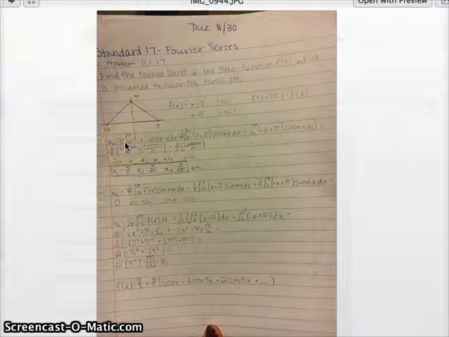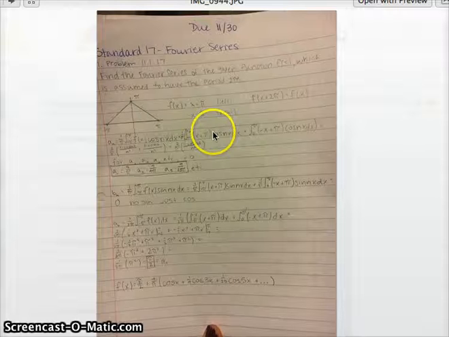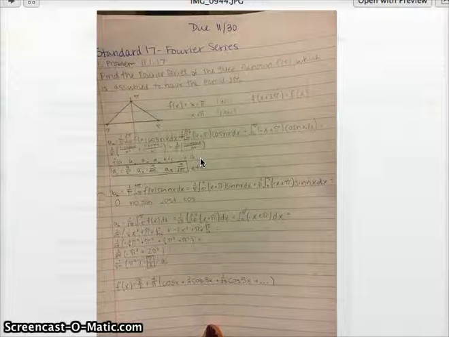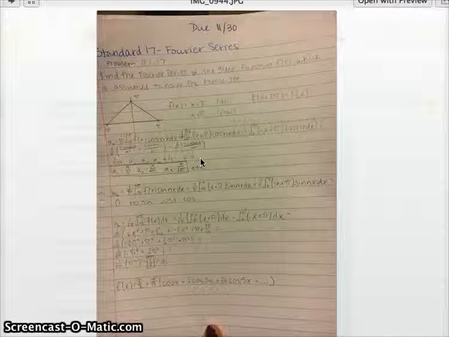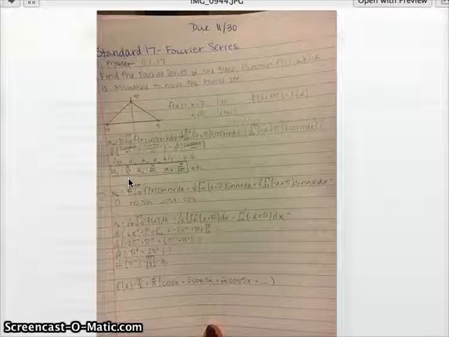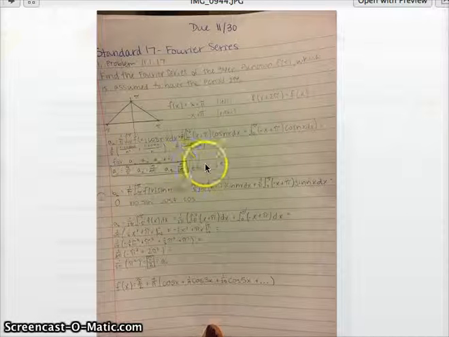And then for the a sub n term, it's the same idea. The equation is 1 over pi times the integral of negative pi to pi, f of x cosine nx dx. And so same thing, separate the integral into two, and then evaluate the integral. For all of the even terms, it's going to be 0 because the cosine term would be 0 for those. So we only have the odd numbers. So a of 1 would be 4 over pi, a of 3 would be 4 over 9 pi, a of 5 would be 4 over 25 pi, and that would keep going.